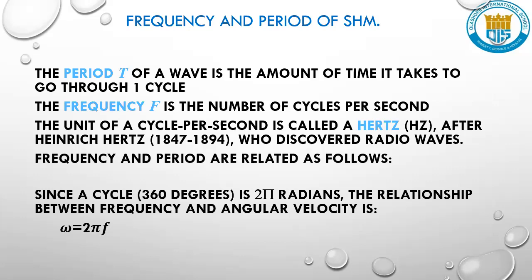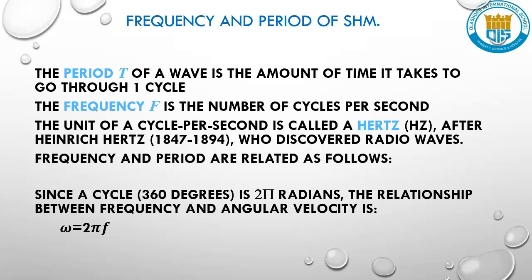If your object is completing 20 oscillations and they are giving you the time for those 20, the time you were given is not the period, because that time is the time for 20 oscillations. But period is the time for just one oscillation. And like any time measurement that we have, it has a unit, which is seconds.